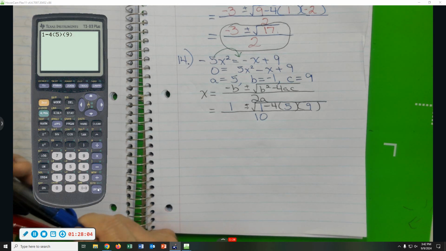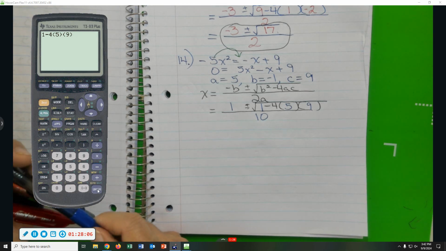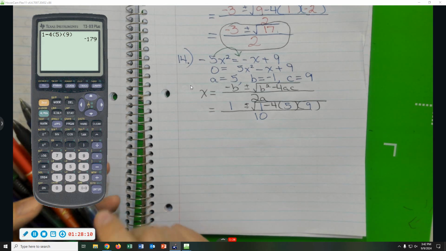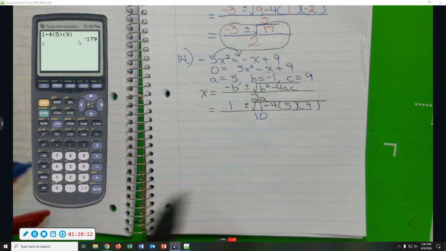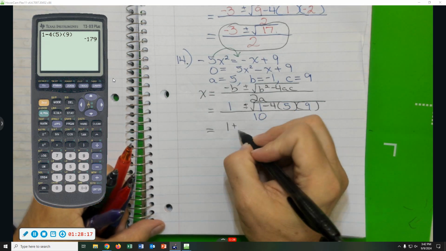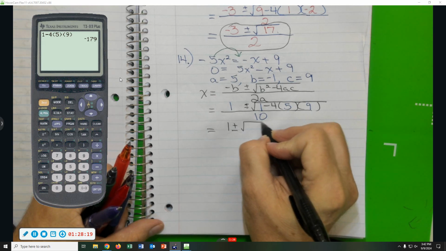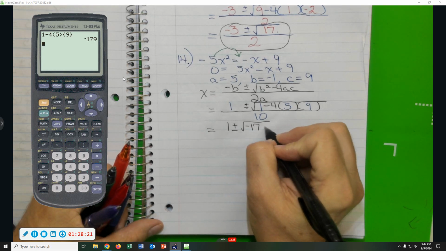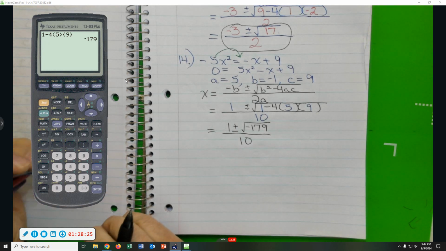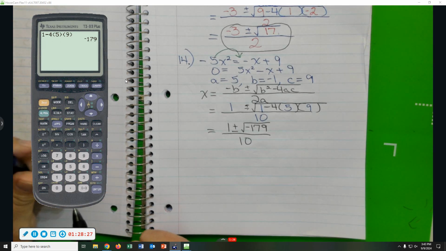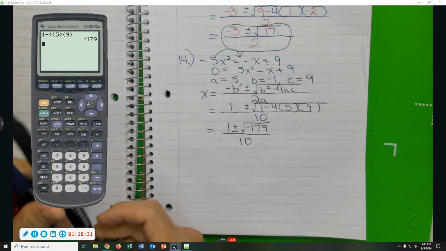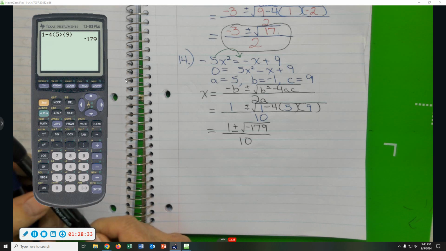If you had a negative 10 down here, you've got a whole new problem. So that's what, 1 minus 180? I'm getting a negative 179. You better check me there. Okay. So we have 1 plus or minus the square root of negative 179 all over 10. Am I going to have an I in my final answer? Do I expect an I? Yes. Okay.